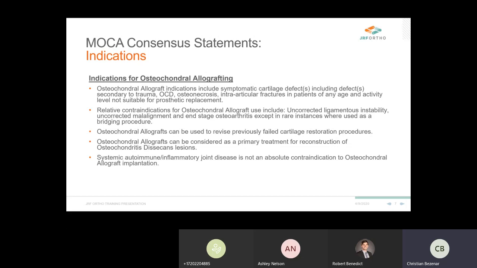As we just talked about, OCD, trauma, those types of lesions are perfectly appropriate for this intervention. The relative contraindications we just went through as well. Also talked about the concept that these can be used to revise previously failed cartilage procedures. This is, however, not just a salvage procedure as maybe historically was thought. These can be considered as a primary option for OCD lesions, and systemic autoimmune inflammatory disease is not necessarily an absolute contraindication.